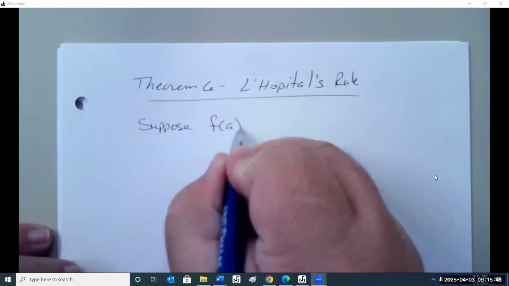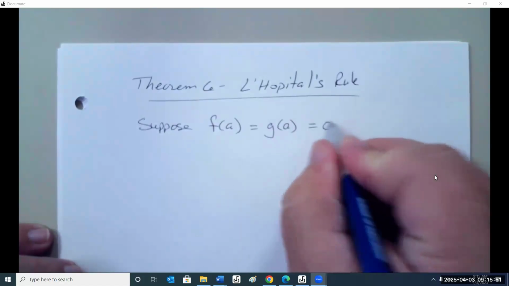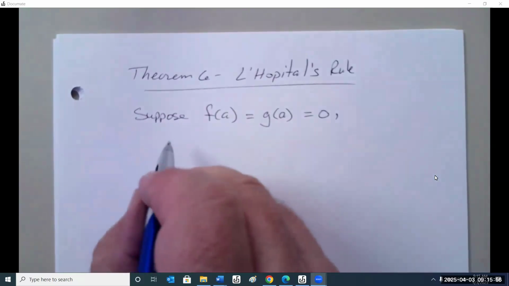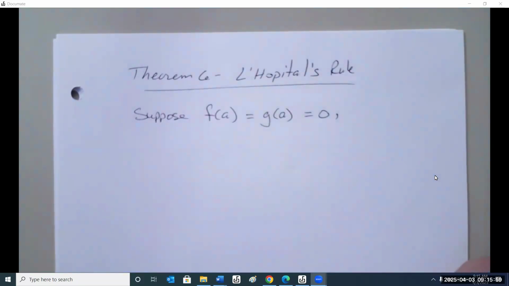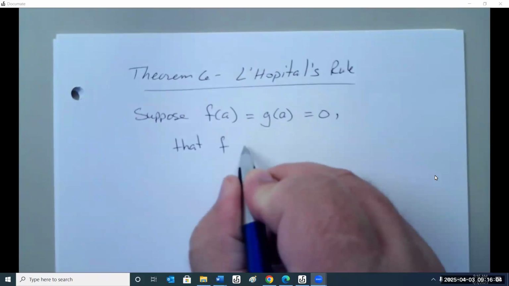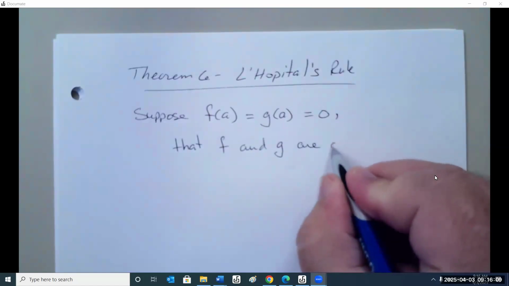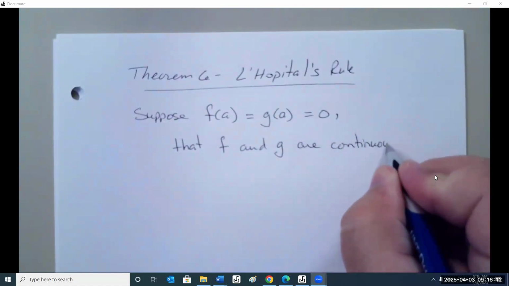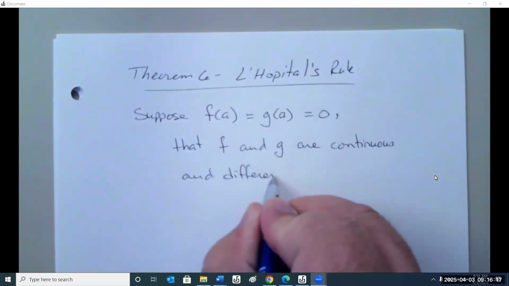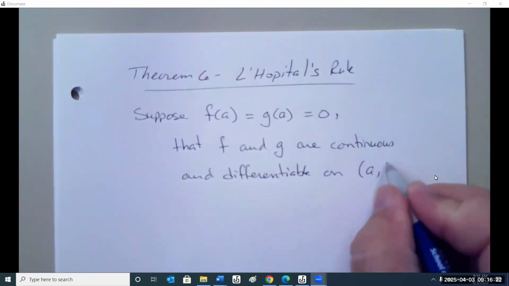Suppose f of a equals g of a, and they both equal 0 at that point. So this is the first supposition. Also suppose that f and g are continuous and differentiable on some open interval.